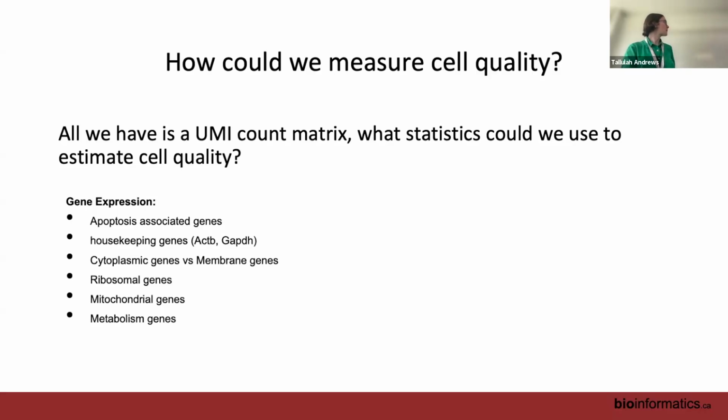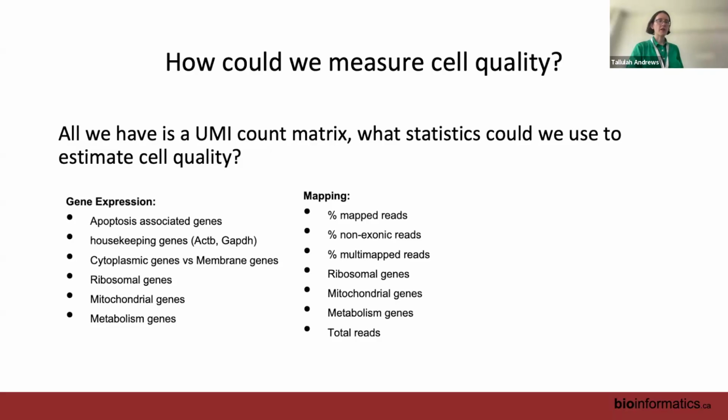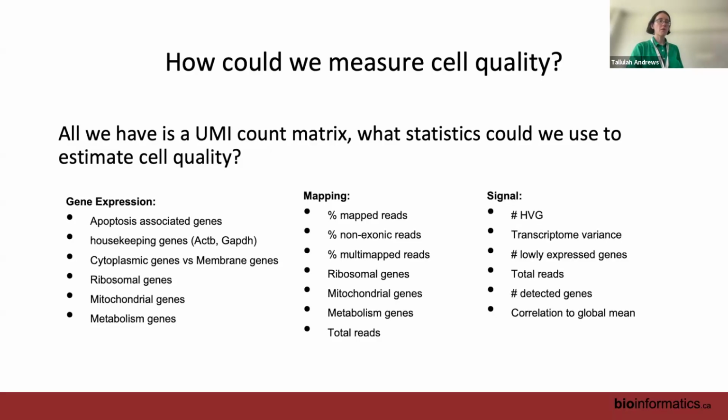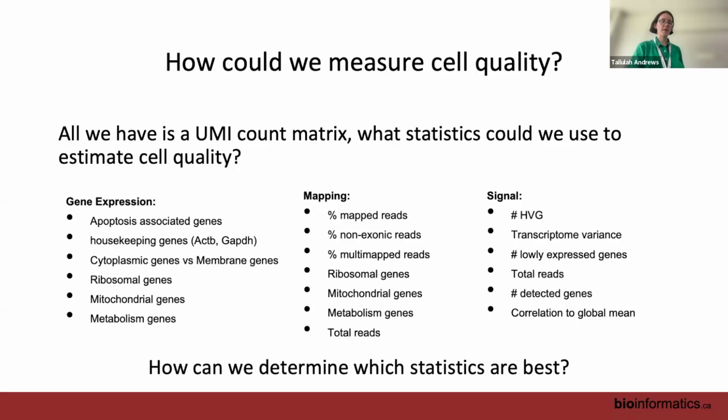So I've put these in some general categories. We could look at apoptosis-related genes. We could look at housekeeping genes, those are genes we should detect if it's a good cell. We could look at ribosomal genes, mitochondrial genes. We could look at metabolism genes to see if that cell is still actively doing metabolism. We could look at mapping quality, or whether we see marker genes of different cell types expressed. How many genes are lowly expressed? How many total reads do we see? How many different genes do we see? Etc. So there's lots of different potential things we could calculate.